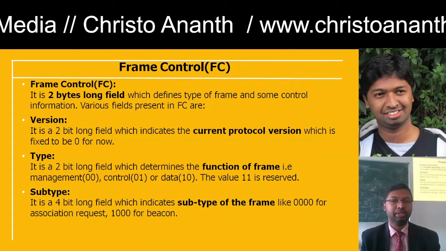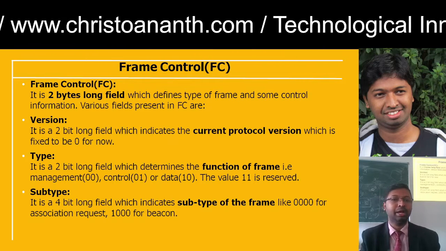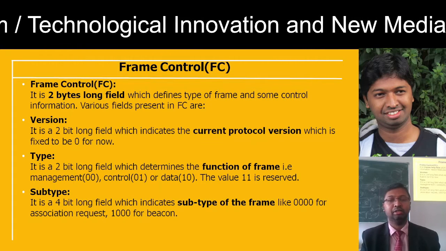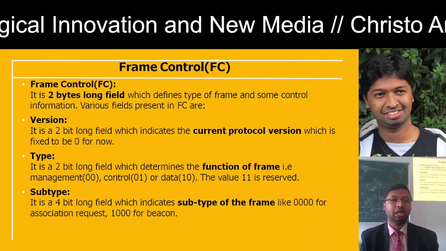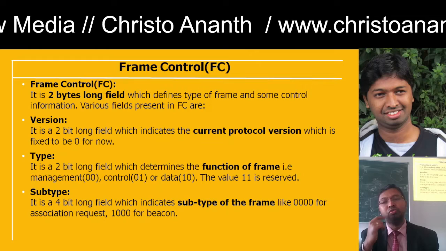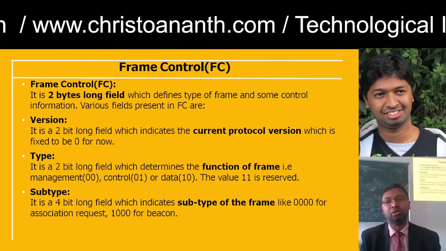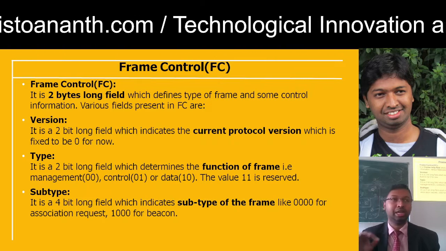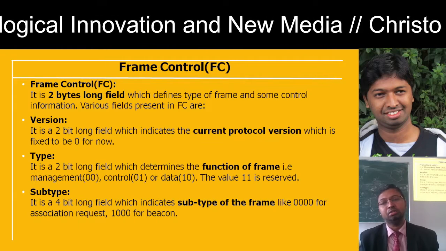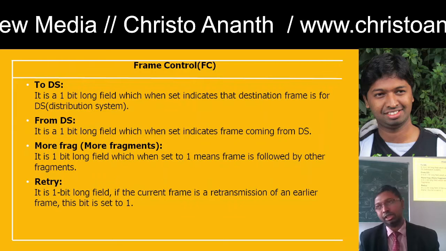Then we have the type. It is the function of the frame. It is 2 bits, and for management, control, or data, you have a specific value. For management 00, control 01, data 10, and the value 11 is reserved, in binary. Then we have the subtype, the subtype of the frame, like 0000 for association request and 1000 for beacon.